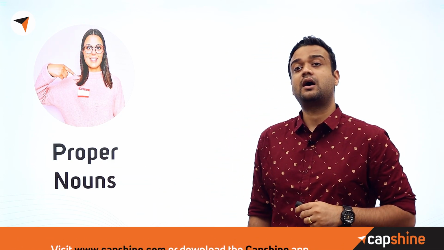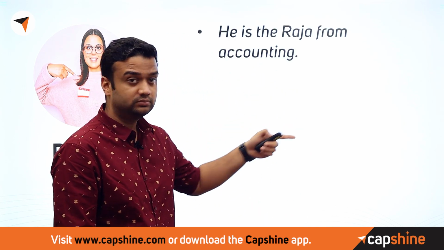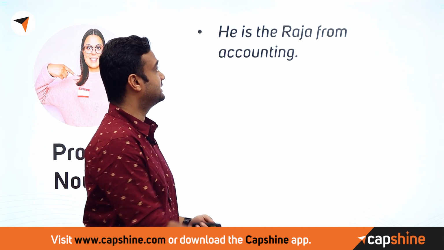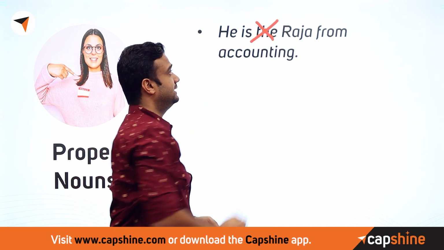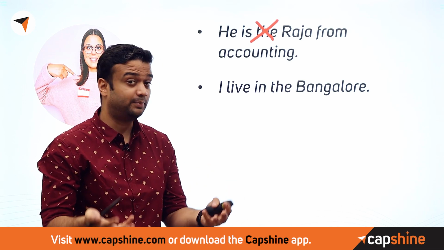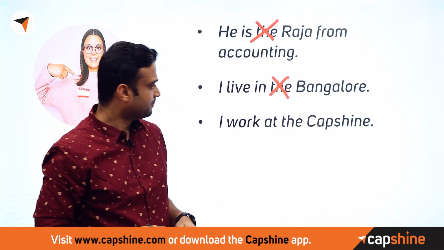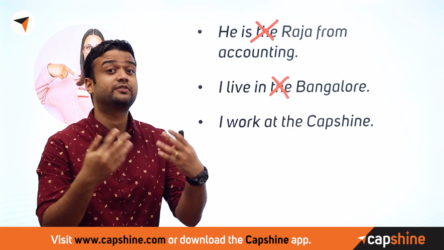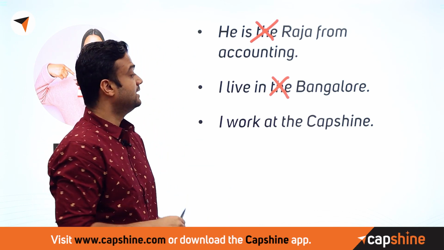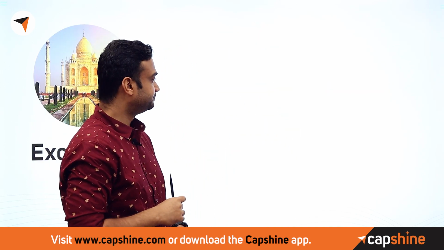You also don't use articles in front of proper nouns. So what are proper nouns? Well, proper nouns are names of people. For example, I would not say he is the Raja, that is wrong. He is Raja. Names of places: I live in the Bangalore, that is wrong as well. So I live in Bangalore. Names of companies or organizations: I work at the Capshine. I will not say that, that is wrong as well.